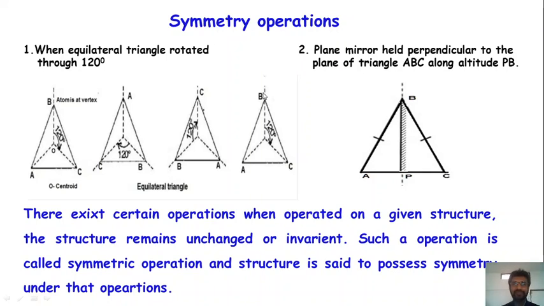Therefore, such an operation, when we operate it on the crystalline structure, is known as a symmetric operation. We can say that there exist certain operations which, when operated on a given structure, leave the structure unchanged or invariant, and such an operation is called a symmetric operation, and the structure is said to possess symmetry under that operation.